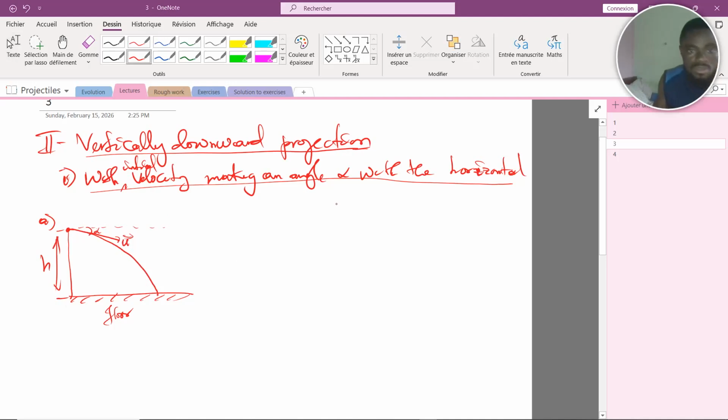Is that okay? So why am I saying that there are two cases here? There are two cases because there is a case where they can ask you to take as origin of reference the point where the particle is projected, or they can ask you to take the floor as the origin of reference. Is that okay? So I'll draw this B. This will be the floor.